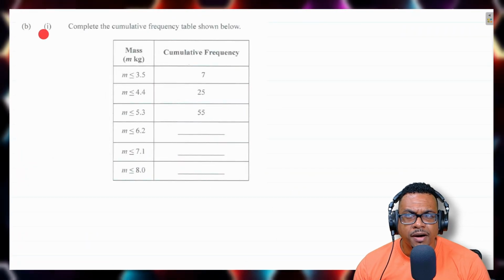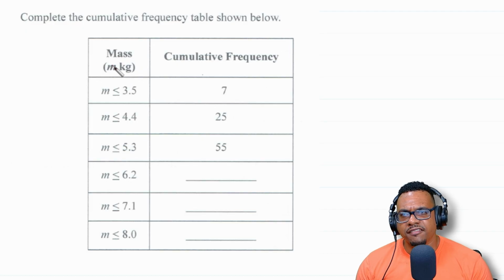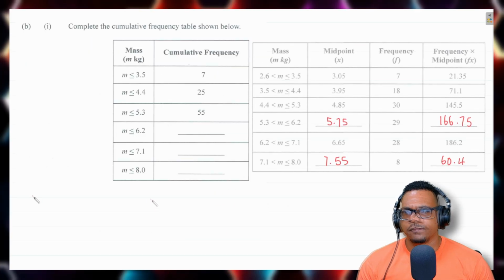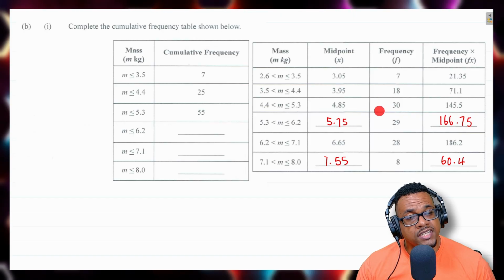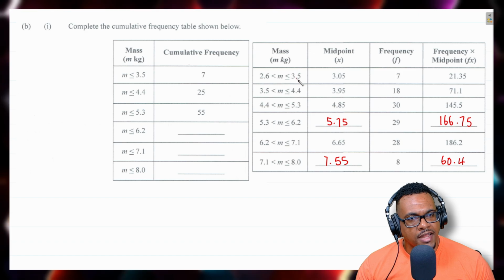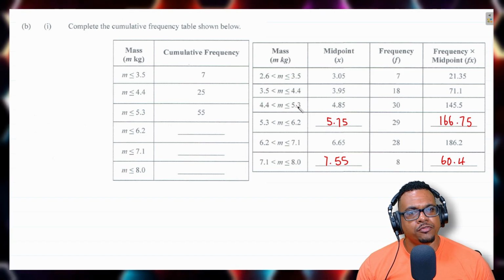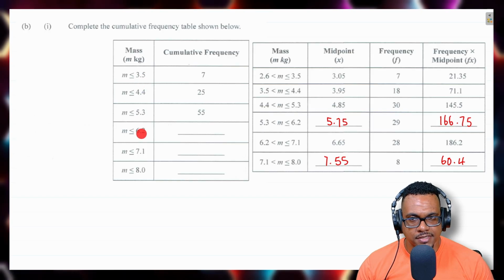So now for part B, part 1, we want to complete the cumulative frequency table shown below. So we have the mass here. Mass is less than or equal to 3.5. Mass is less than or equal to 4.4, and so on. And then we have the cumulative frequency. We have 3 of them filled out first. We have to fill out the rest. Now I just brought up the table next to this table so that we can see the information we need to fill out the cumulative frequency. Now notice your upper class limits are 3.5, 4.4, 5.3, 6.2, 7.1, and 8. Notice you are seeing the upper class limits here.